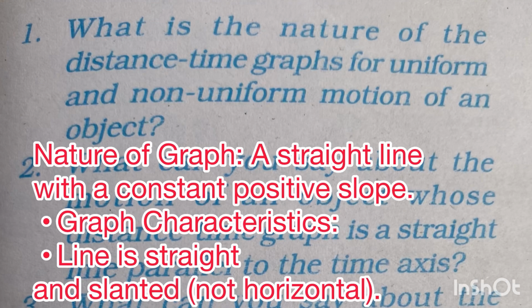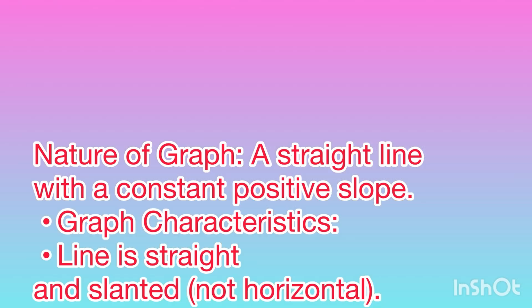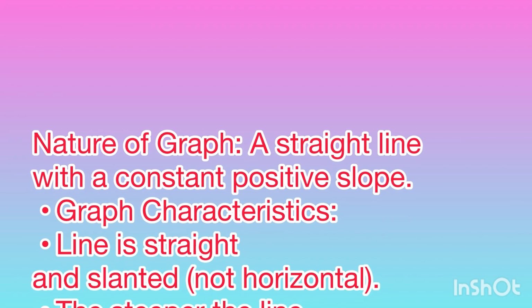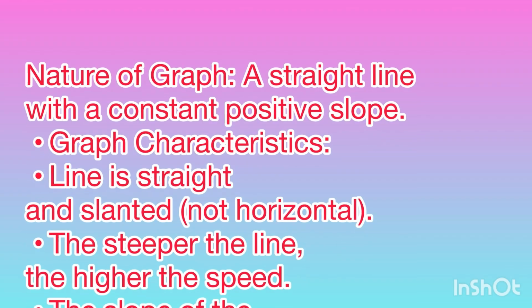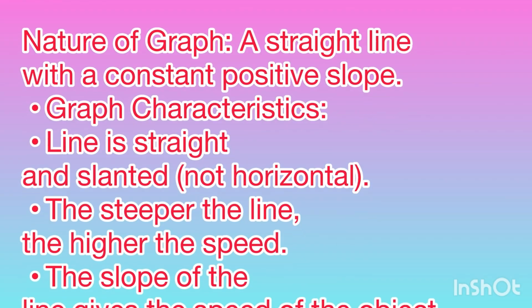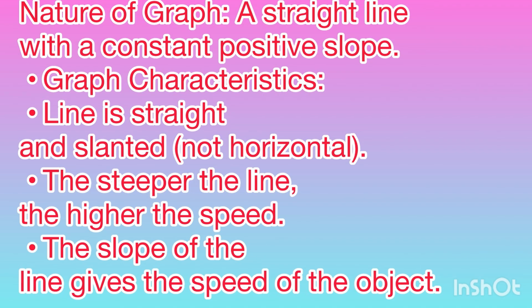In text question, page number 81, what is the nature of the distance time graph for uniform and non-uniform motion? Nature of graph is straight line with constant positive slope. Graph characteristics, line is straight and slanted, not horizontal. The steeper the line, the higher is the speed. The slope of the line gives the speed of the object.